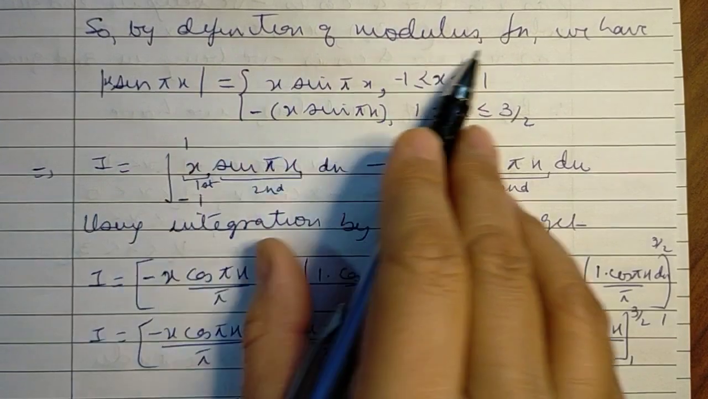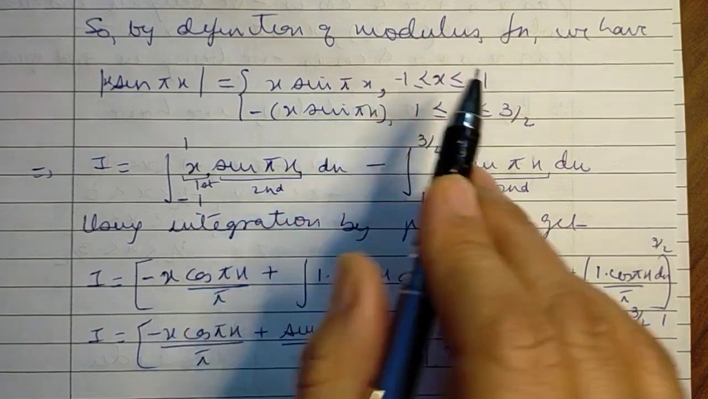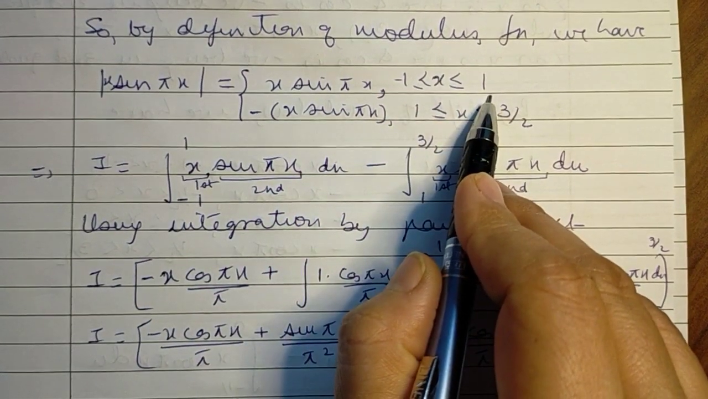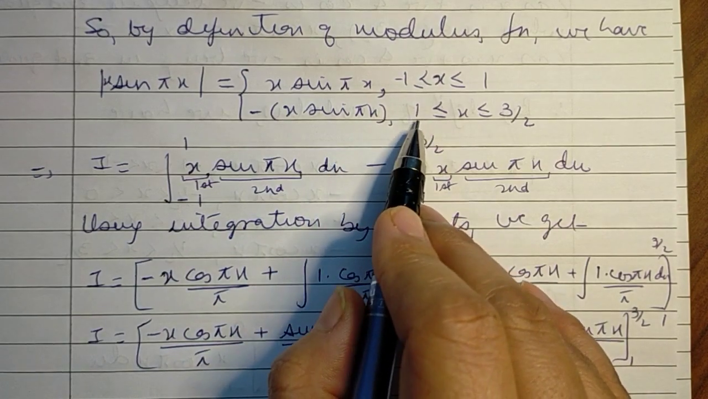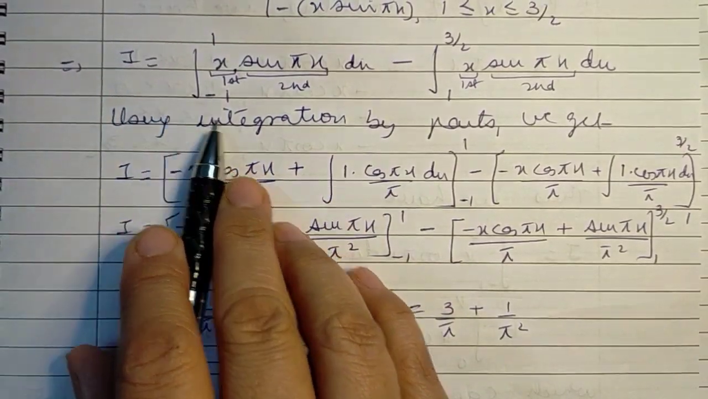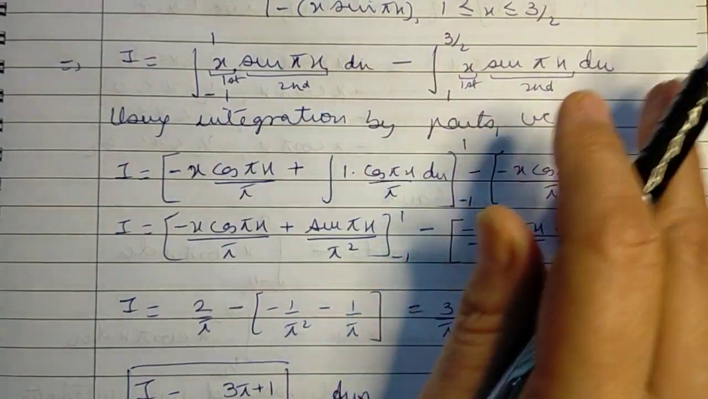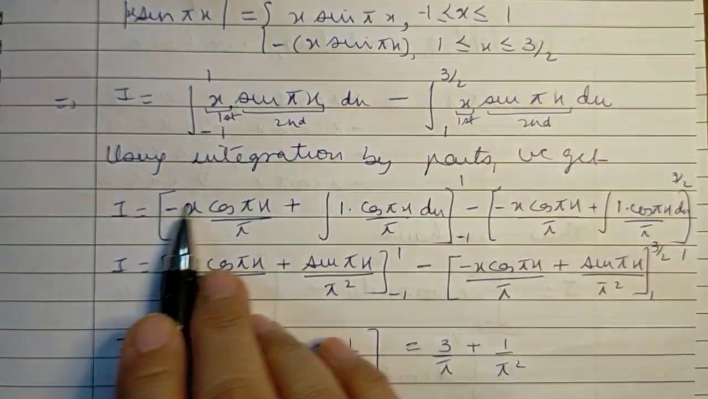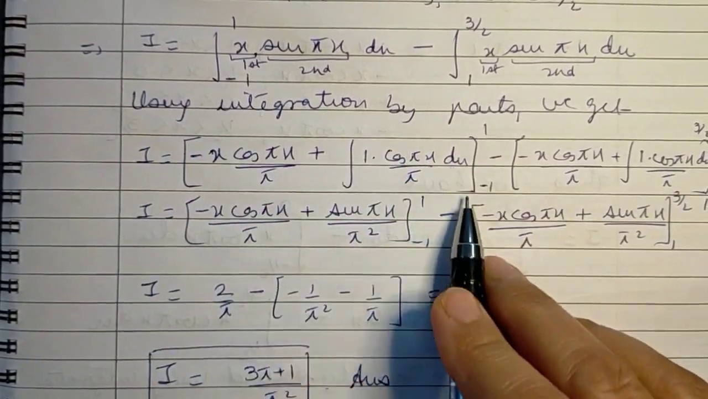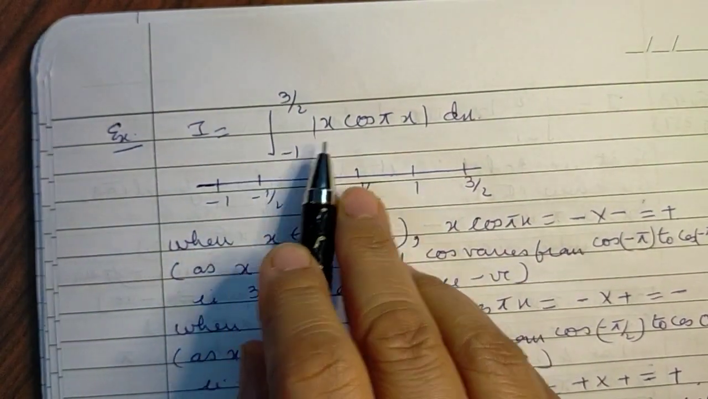And so by the definition of modulus function, modulus of this would be plus x sin pi x when x lies between minus 1 to plus 1, and negative of this when it is 1 to 3 by 2. And then we simply write I as, from minus 1 to 1 it is positive, and from 1 to 3 by 2 it is negative. Simplifying using integration by parts, we get the answer as I is equal to 3 pi plus 1 by pi by 2. Let's take up a similar question.